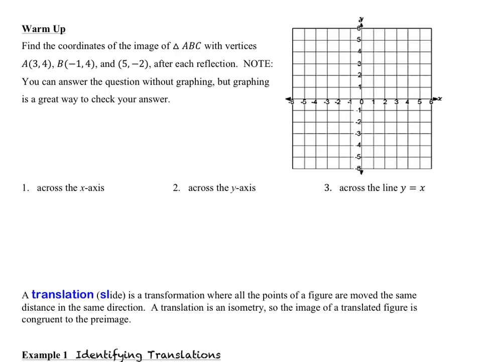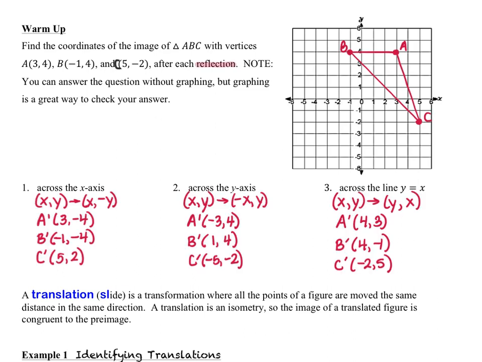We want to find the coordinates of the image of triangle ABC. The pre-image of triangle ABC has vertices A, B, and it looks like it should be C. We want to find the coordinates of the image after the reflection. So we don't need to graph it. We can work on the points independently, but you can graph if you want to. I want you to give it a go, starting out with the mapping rule that you're going to use to do the reflection. Turn the video back on when you are ready to check your answers.